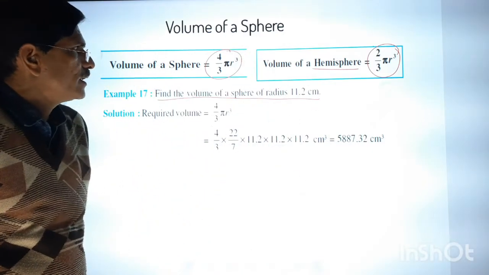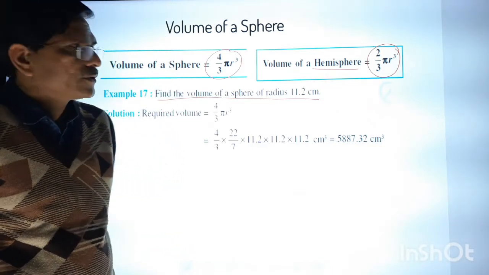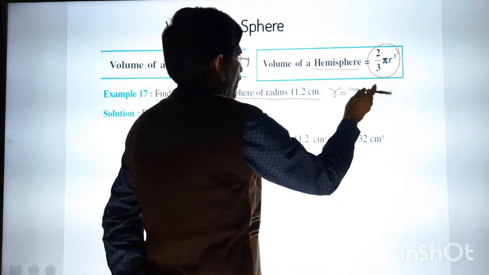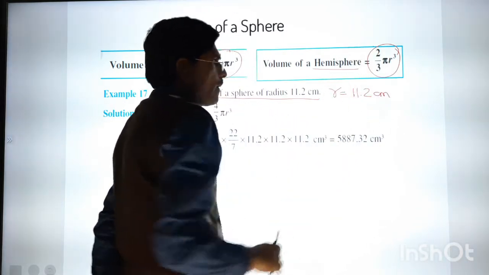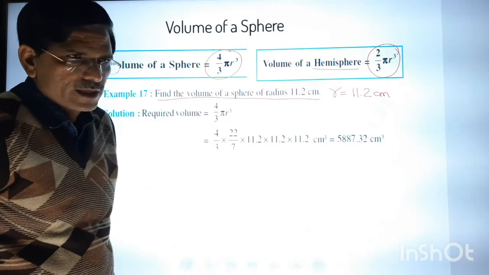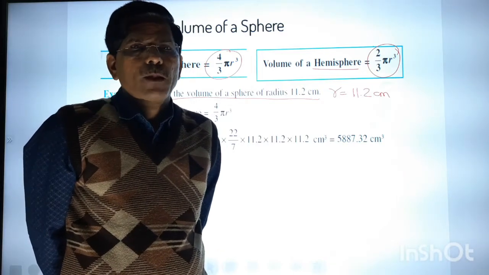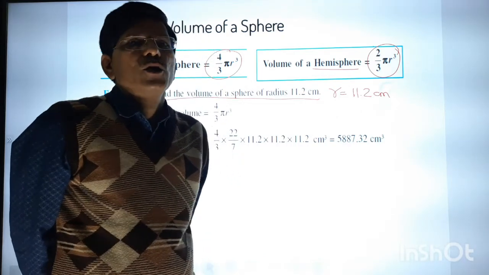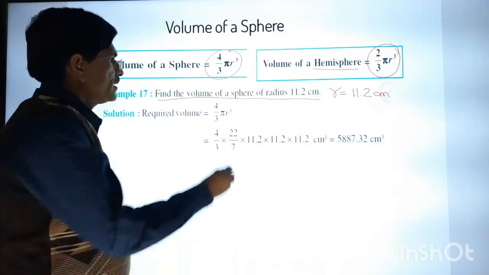Now one example is here. Find the volume of a sphere of radius 11.2 centimeter. What is given? Radius. So r is equal to 11.2 centimeter. Now what is the formula? Mostly I have seen students make a mistake. They remember 4 by 3 pi r square. That is wrong. What I have to remember is 4 by 3 pi r cube.